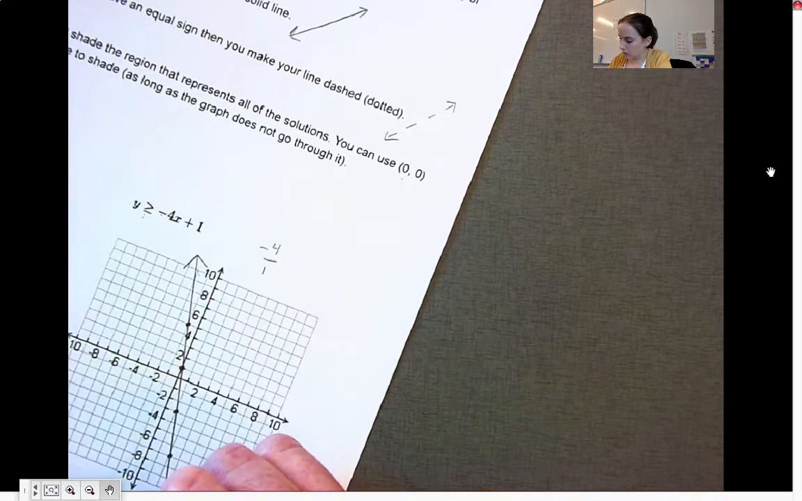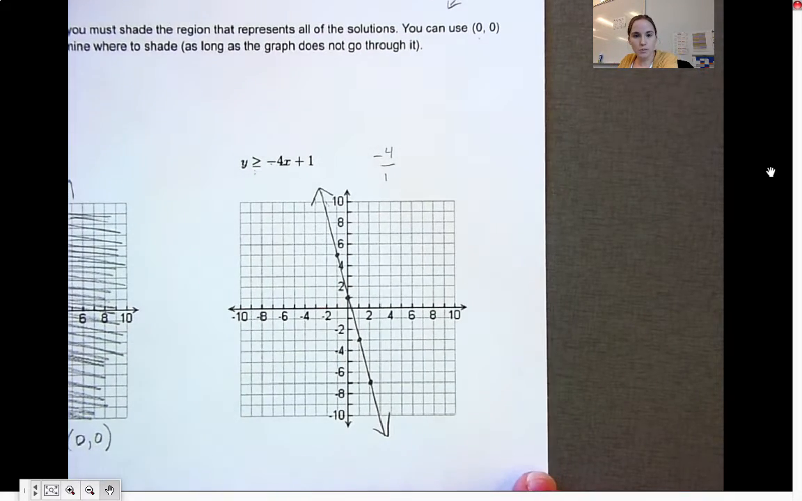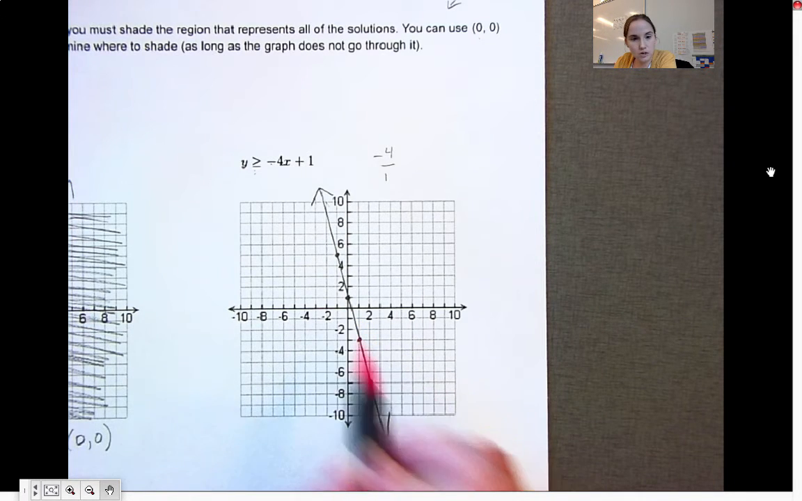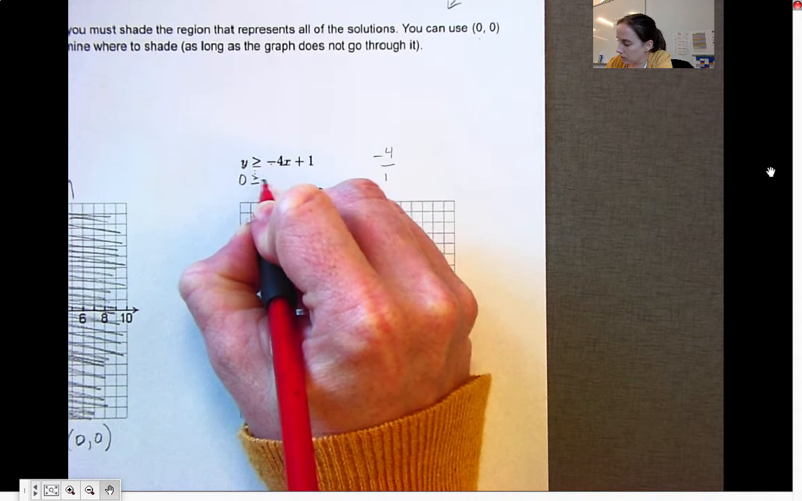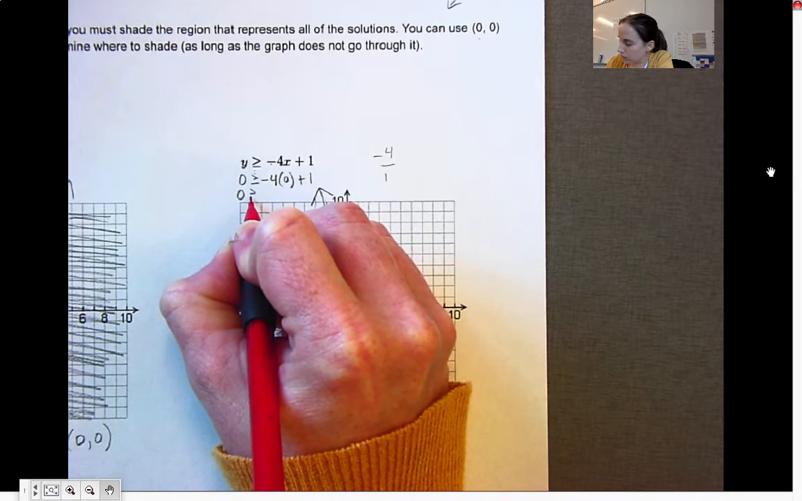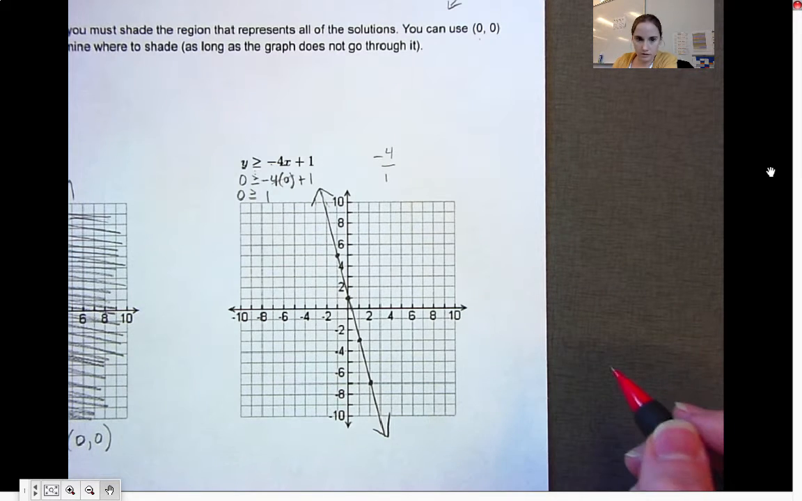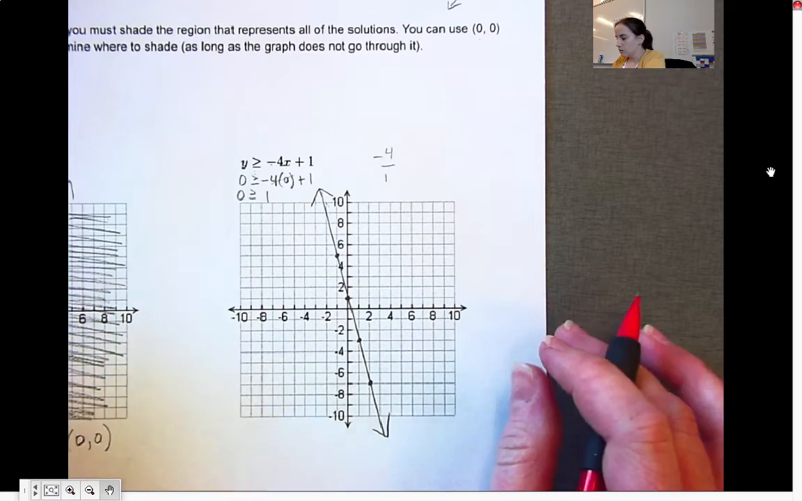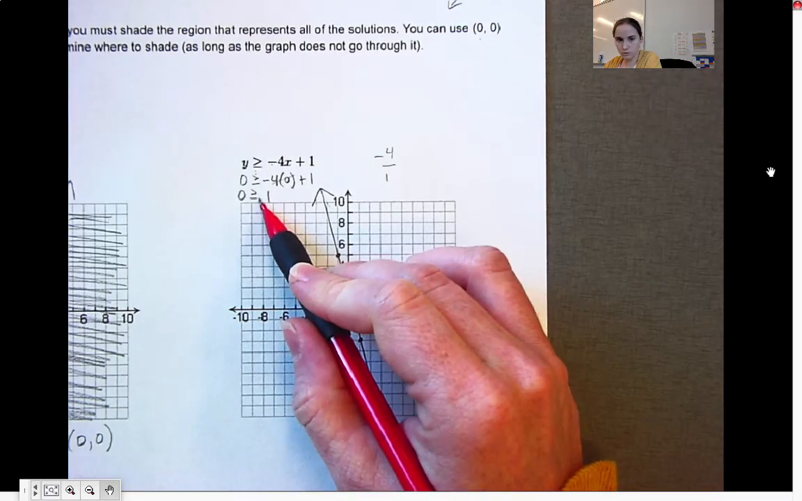Make sure you put arrows on any of the lines that you're drawing. Okay, from this point we need to shade. Again, I do not go through 0, 0 so I can use it. So I'm going to plug in 0 here, 0 there. So I get 0 is greater than or equal to, that cancels, and I get 1. 0 is not greater than or equal to 1. It's neither. So on this side here, I don't want to shade unless it's true, and it's not true.